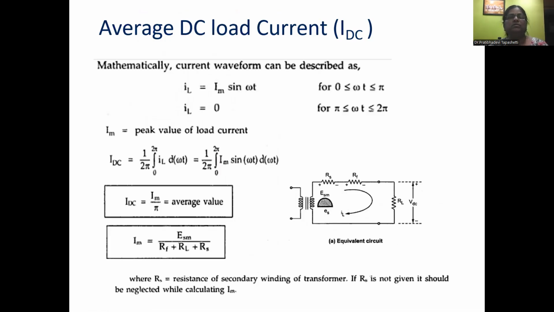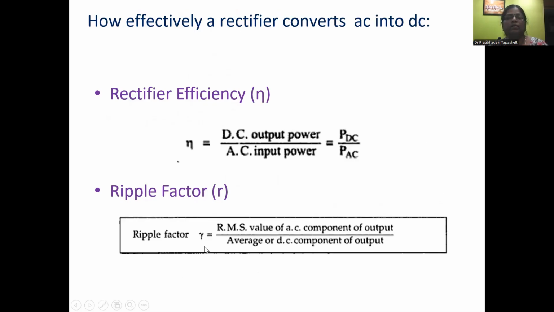So these are the expressions for the different parameters of the circuit. There is the peak value of load current Im, IDC, as well as Im in terms of RF, RL, and RS. RF stands for the forward resistance of the diode. RL stands for the load resistance. RS stands for the source resistance.